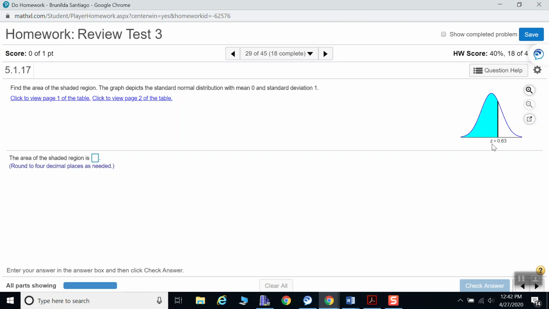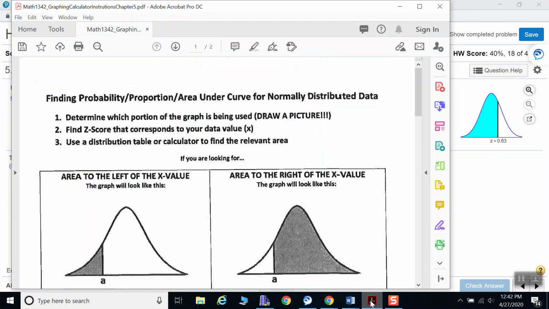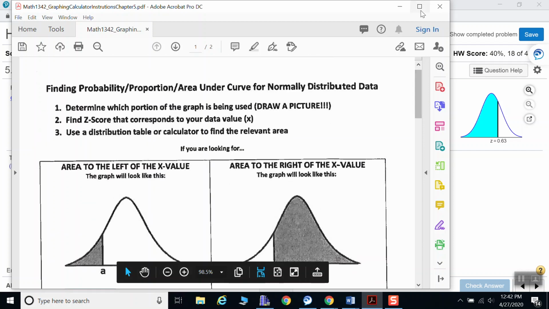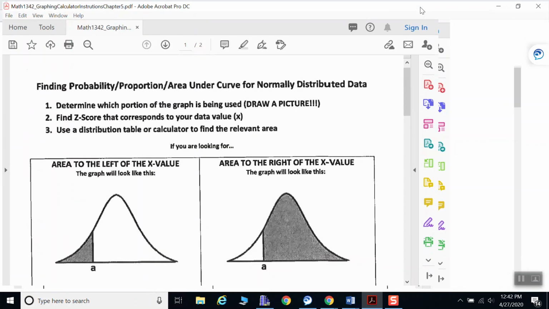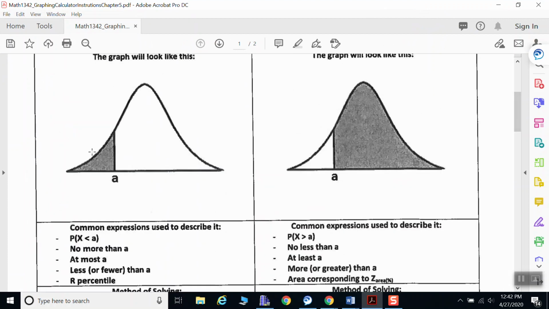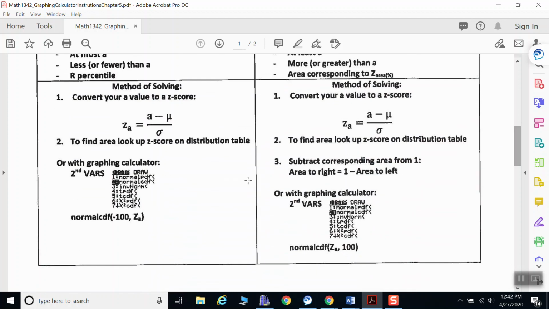So notice in here it gives you the z-score is 0.63. That indicates the area under the curve. In these videos, I'm going to demonstrate using the shortcut with a calculator. If you look at this handout that I highly recommend that you have with you, if you're interested in using the calculator, it looks like this graph right here that has the area to the left. So if you scroll down, it tells you the steps to follow.